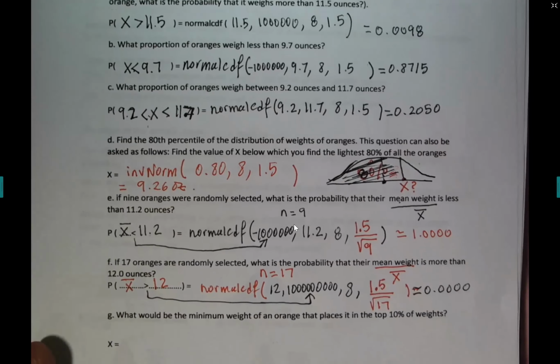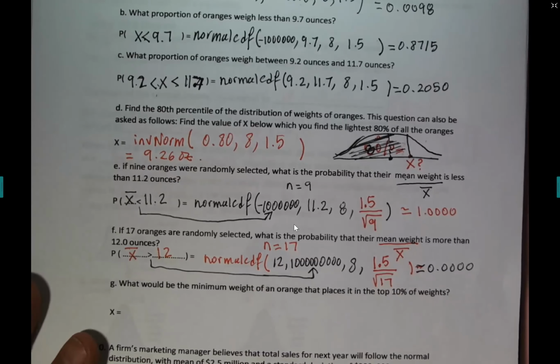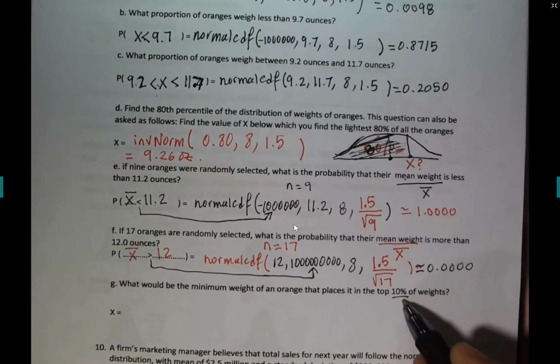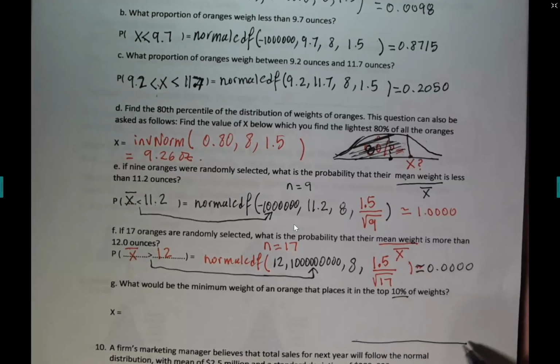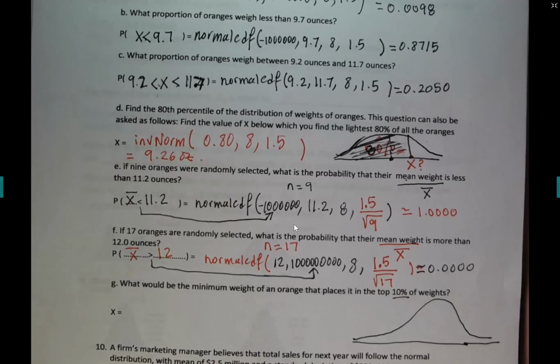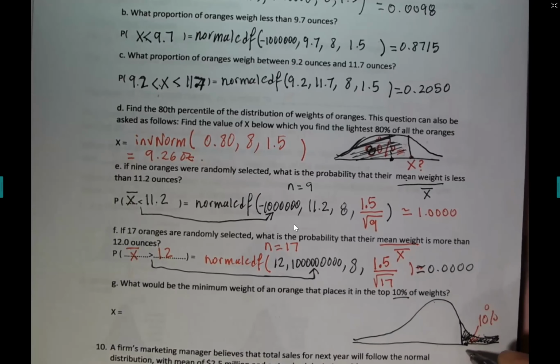And 8G, last part. What would be the minimum weight of an orange that places it in the top 10% of weights? Once he gives you a percent, guys, he's giving you the probability; he wants the X value. So top 10%, guys, where would you shade for top 10%, left or right? Right. Right, I agree. Don't shade more than 50% because 50% is the center. So shade toward the tail. That's 10%. And he wants this X value.